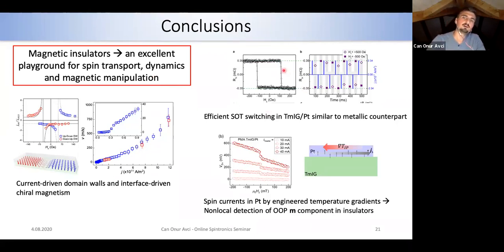And we are able to generate efficient spin-orbit torque switching in thulium iron garnet/platinum, similar to metallic samples, and also very efficient domain wall motion and interface-driven chiral magnetism, which opens new avenues for further devices and research. And finally, I showed you a new magnetotransport phenomenon that occurs in these non-local devices, and that allows us to detect the out-of-plane component of magnetization in insulators.